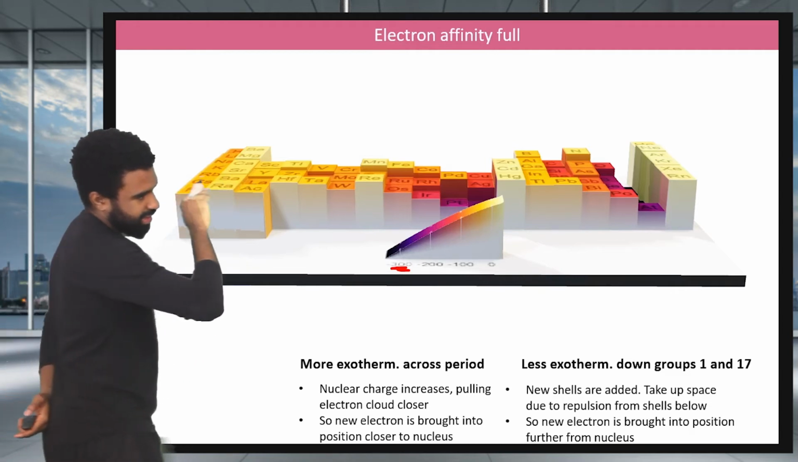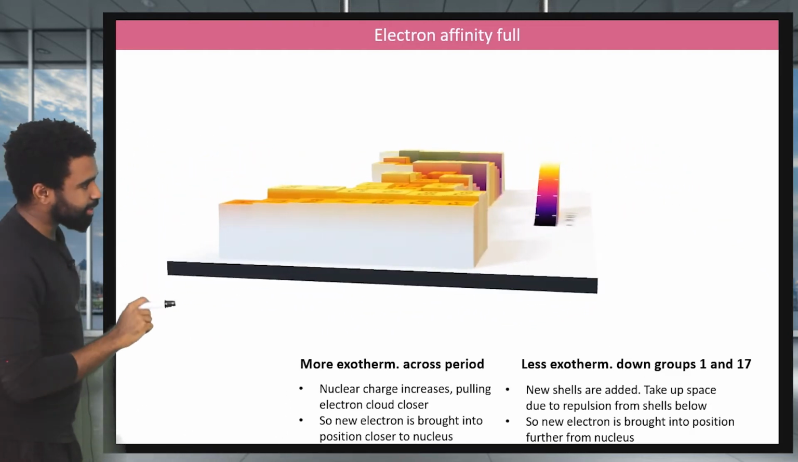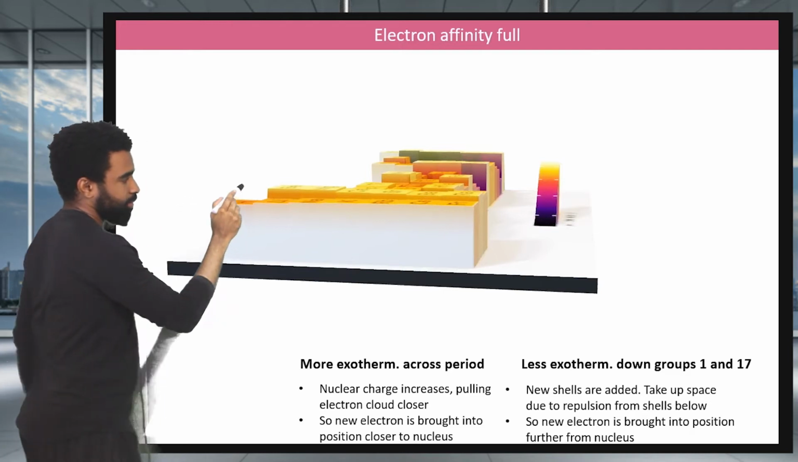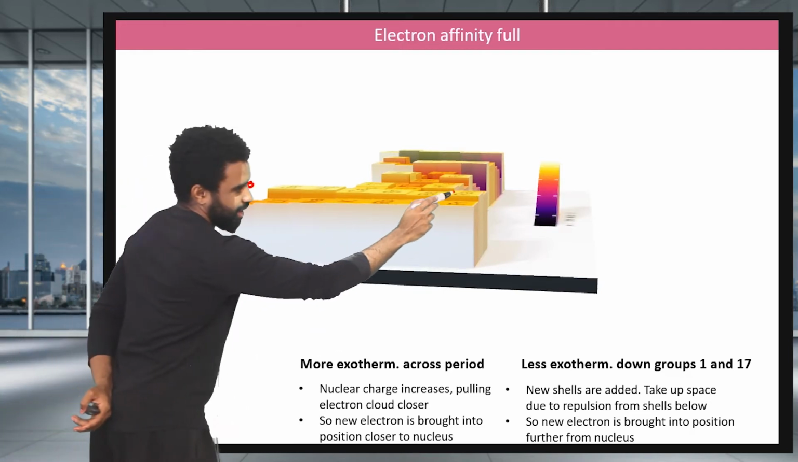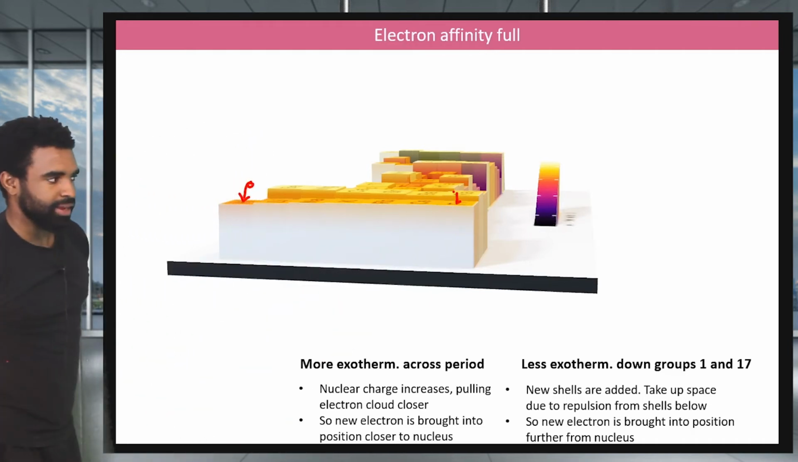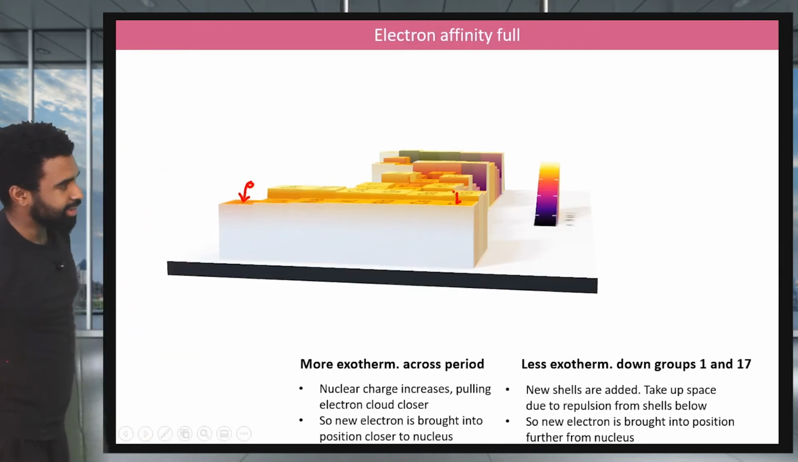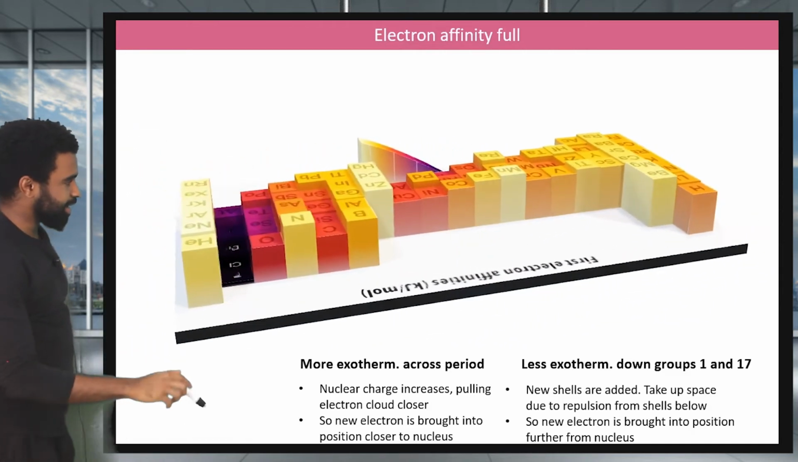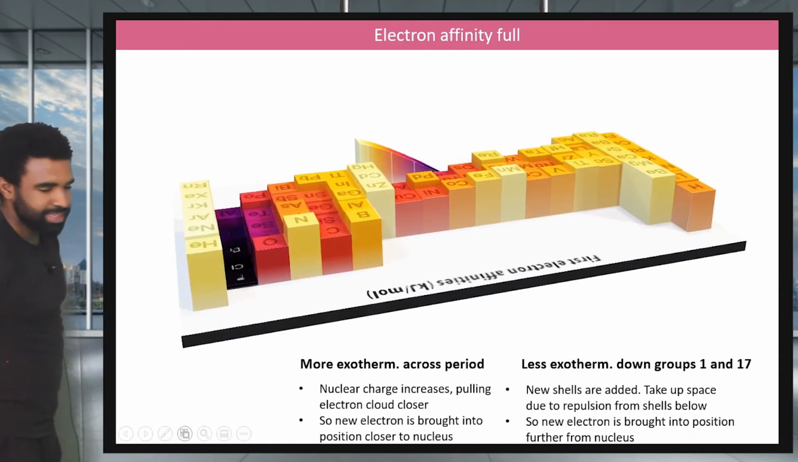So it's fairly clear that there's a period trend. The group trend is very slight. So we notice that, for example, if an electron falls into hydrogen, there's more energy released than an electron falling into francium over there, right? So it gets less exothermic down group 1, at least. And it also seems to get less exothermic down group 17, right?